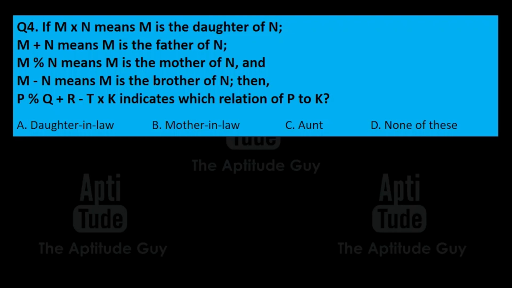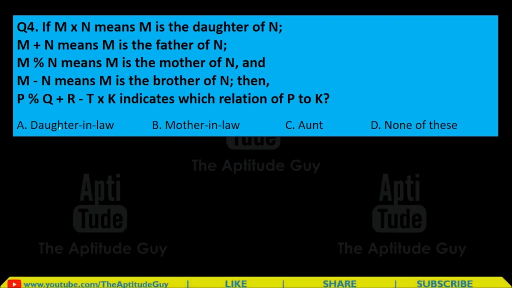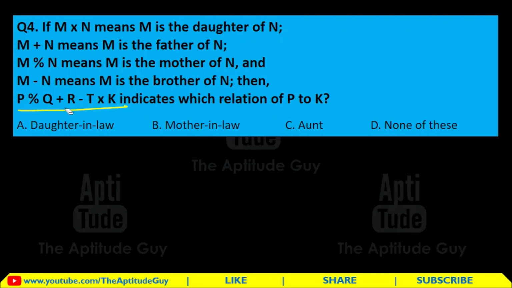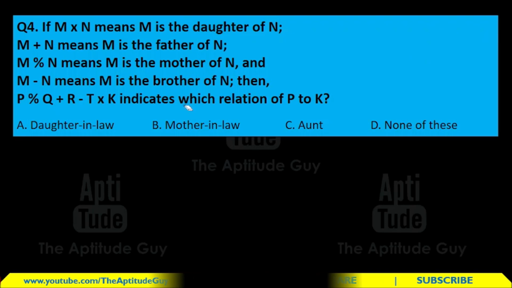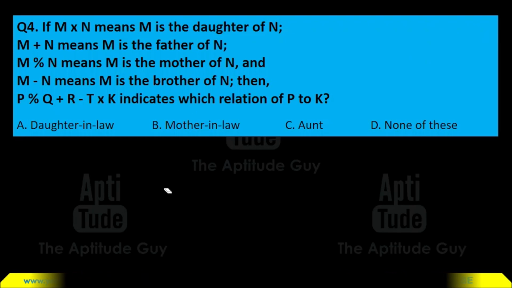Question number 4. This question is an amazing question. It is a combination of coding and decoding and blood relations. If at all you have doubts in coding and decoding, I have uploaded 2 videos on coding and decoding. I'll link them in the I button over here. Definitely watch them and then come back to this question. Alright, pause the video, try to solve it and then come back.